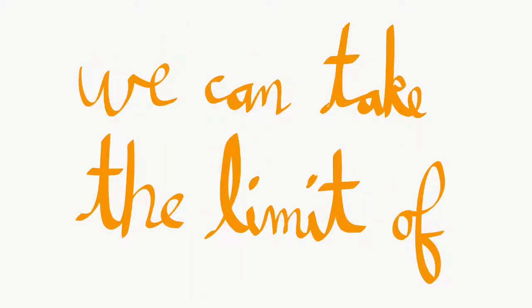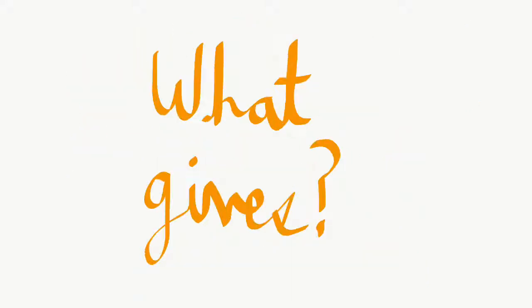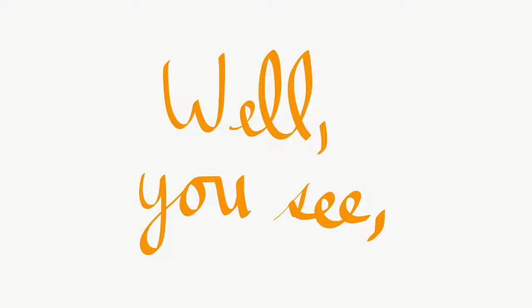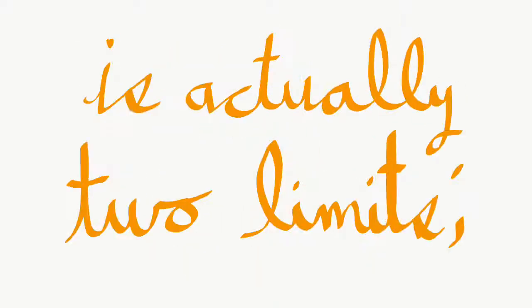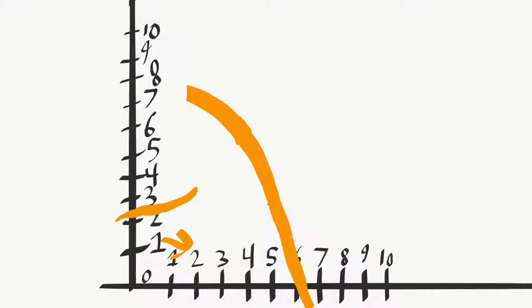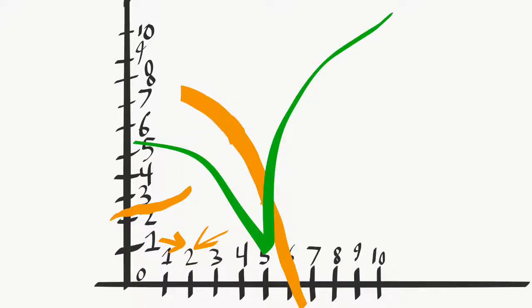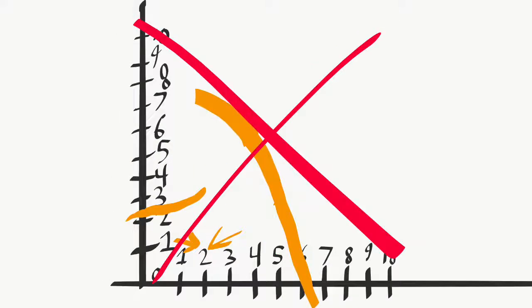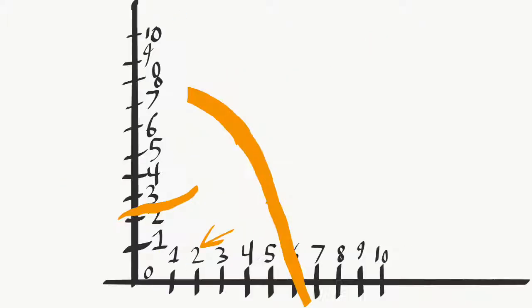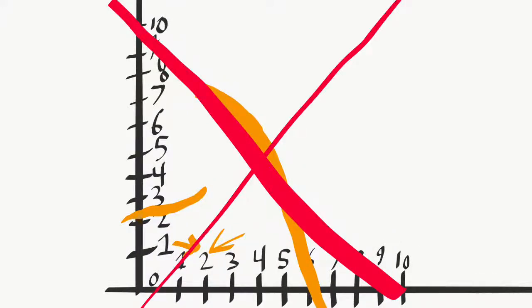It seems as though we can take the limit as x approaches 2 two different ways, and they lead to different results. What gives? Well, you see, the limit as x approaches a value is actually two limits: the limit as x approaches a value from the positive side, and the limit as x approaches a value from the negative side. If these two limits match, the limit as x approaches a certain value exists. However, if they do not match, then the limit as x approaches a certain value does not exist. So, since we got two different answers from our two different limits that we just evaluated, that means that the limit as x approaches 2 does not exist.